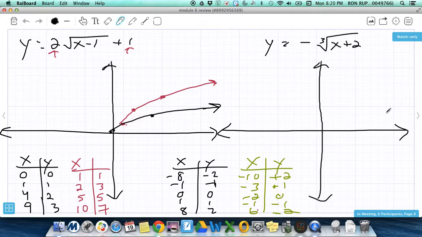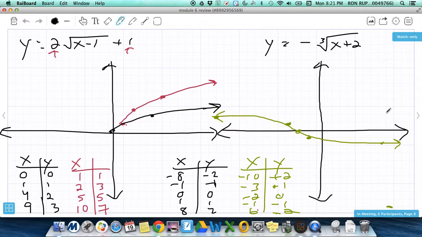And I plot those points. So I have -10, +2. I have -3, +1. I have 0, -2. I'm sorry, plotted that wrong. It's -2, 0. -2, 0, which is right there. Then it's -1, -1. And then it's 6, -2. So it looks something like that.